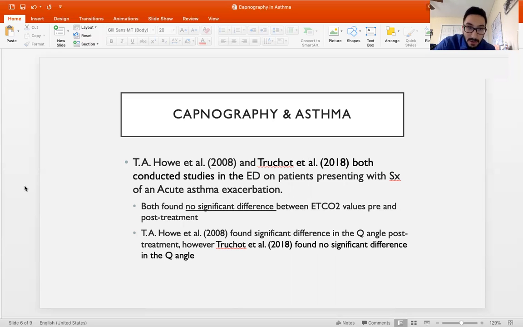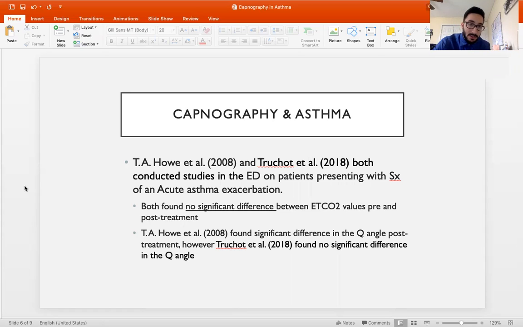Now, this is important because physicians are going to interpret this as what? As, okay, it's not useful for me to use capnography in acute asthma exacerbation because it's not telling me anything, essentially. So that was a similarity between the two studies 10 years apart.